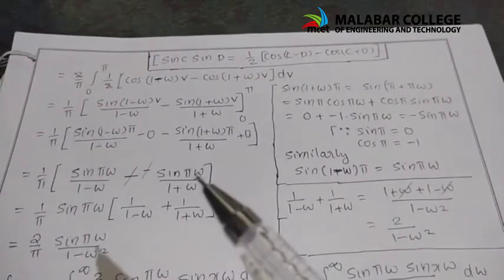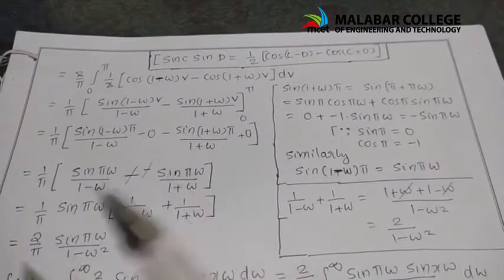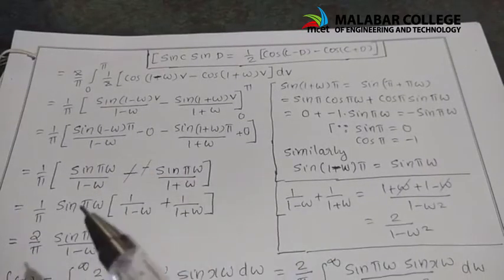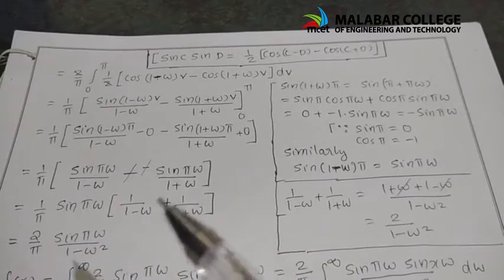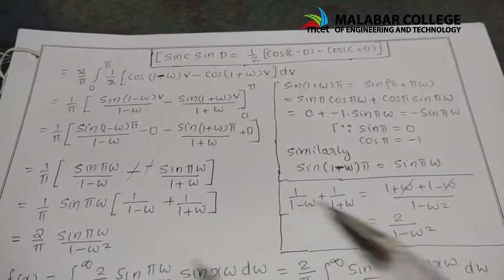So taking sin pi omega out from these two terms as the common factor, the remaining is 1 by 1 minus omega plus 1 by 1 plus omega. This we have to cross multiply again.